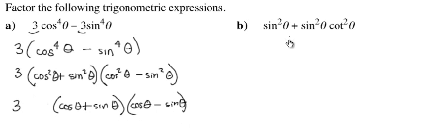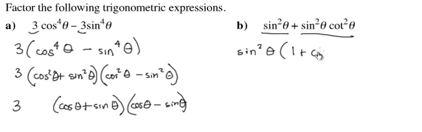Okay, here, what do you think? The very first thing you should be looking for is common factors, always, and there is one. Both of these terms contain sine squared theta, so let's pull that out and see what remains. Sine squared theta out leaves us with 1 plus cotangent squared theta.